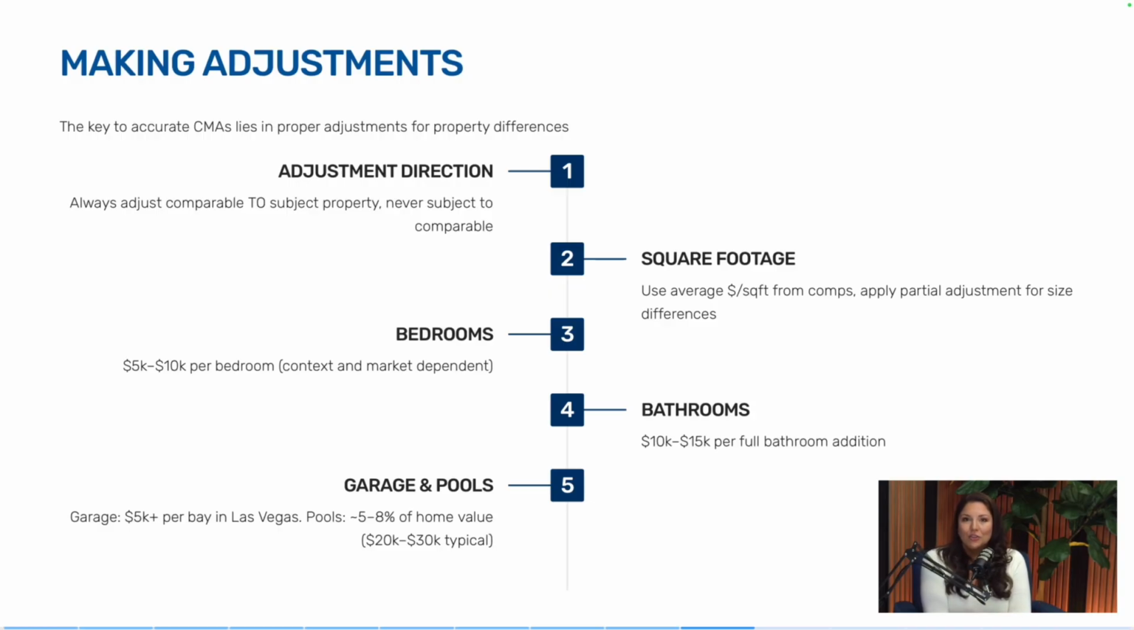Pools, usually 5 to 8% of the home's value, I would say. Often 20 to 30,000. Now, because this is not just science, it's an art, it really depends on the look and feel of that pool. So if it's a grand pool with water features and a spa, it could go upwards to $50,000 to $75,000.